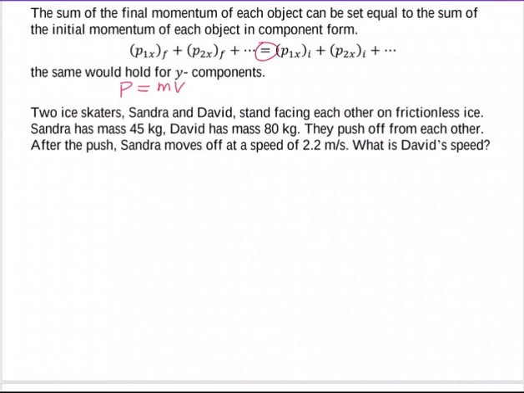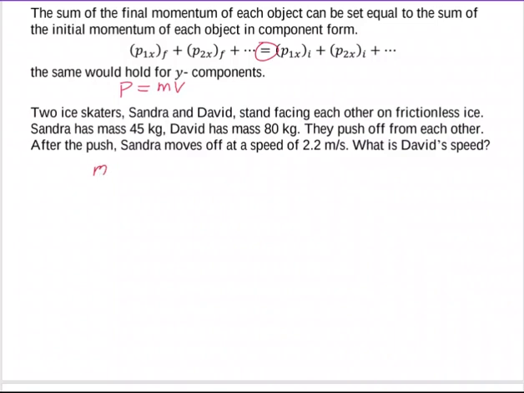We take this: two ice skaters, and we give them names, stand facing each other on frictionless ice. So Sandra has a mass of 45 kilograms. David is 80 kilograms. They push off from each other. After the push, Sandra moves off at a speed of 2.2 meters per second. What is David's speed? It's going to be double that of Sandra's, or half, one of the two. What we're going to do is we're going to write down everything that we have.